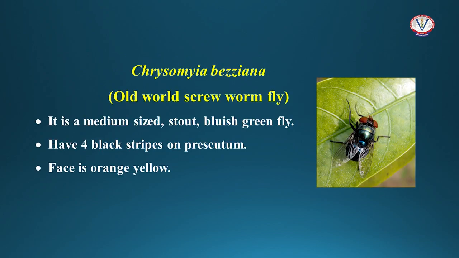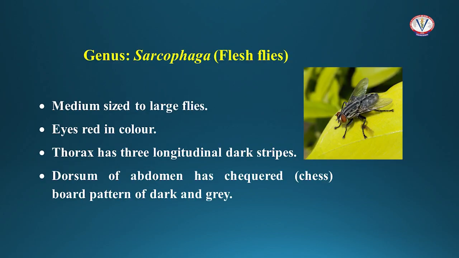Chrysomya bezziana, the Old World screwworm fly. It is a medium-sized, stout, bluish-green fly, having four black stripes on the pre-scutum, and the face is orange-yellow. Genus Sarcophaga, or the flesh flies.